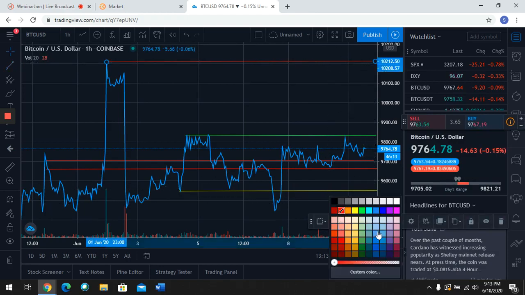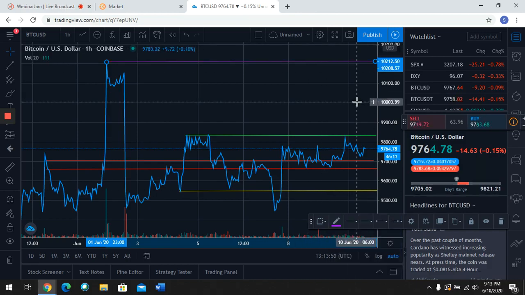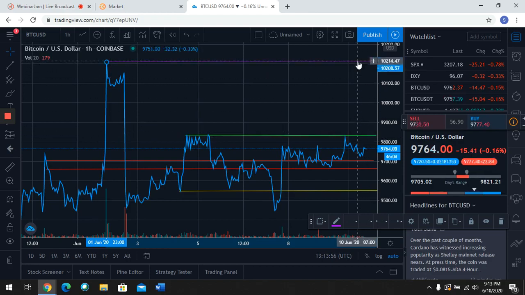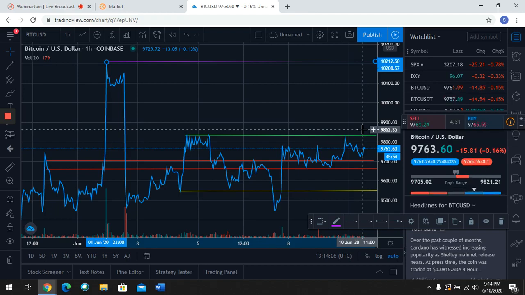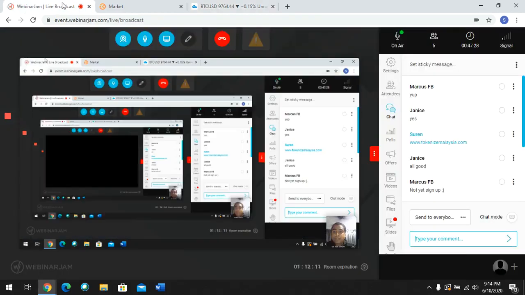Let us change the color to purple. So if Bitcoin is able to break the green line, there is a lot of room within this purple and the green line. And they'll be consolidating within this phase to see what the next support level is. So basically through a line graph, you are able to draw the support and resistance levels. But that's about it.